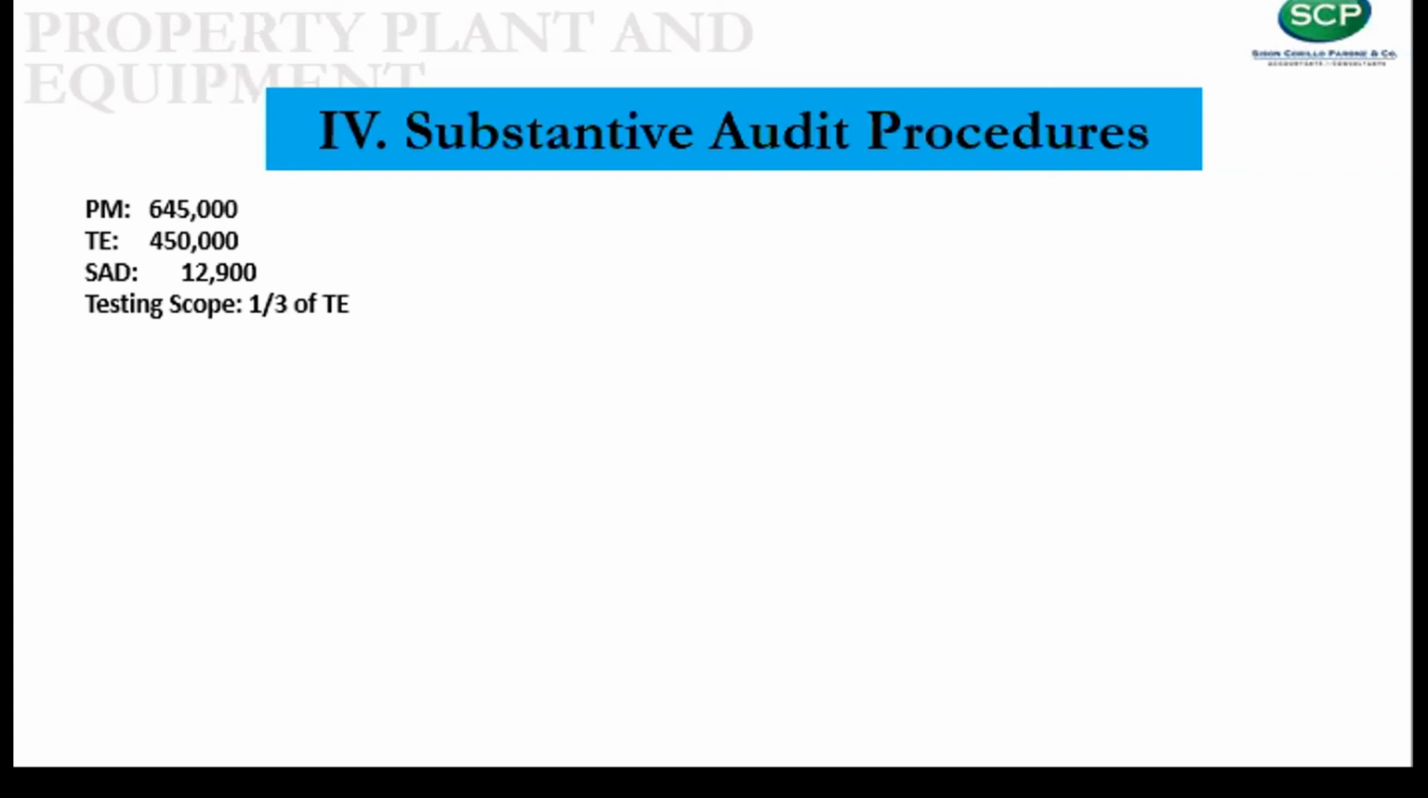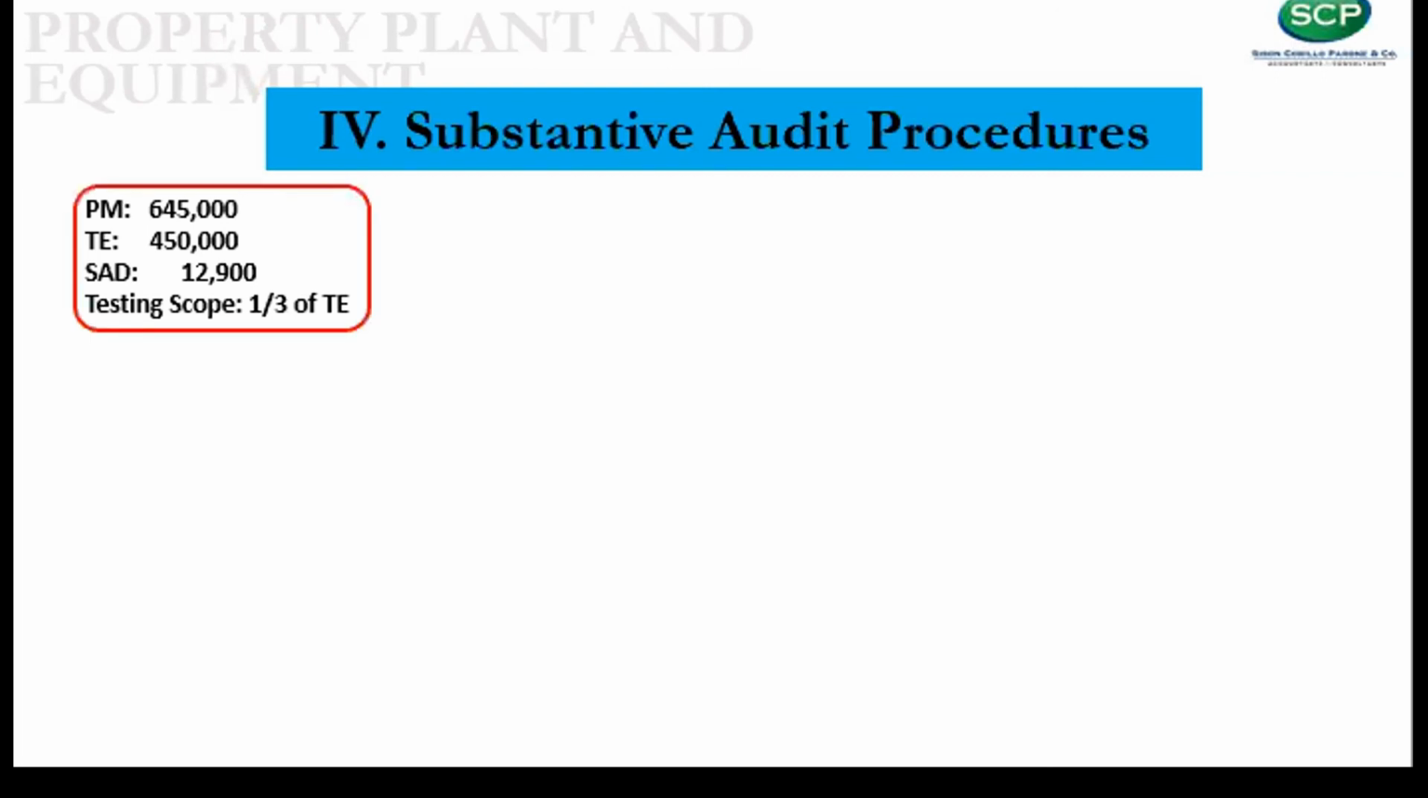The planning materiality set by our audit team for the audit of the financial statements of ABC Limited was 645,000 pesos. The TE was set at 450,000 pesos, and the de minimis or trivial amount was set at 12,900 pesos, while the testing scope for the additions to fixed assets was set at 1/3 of TE.